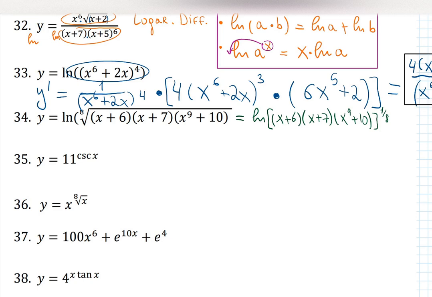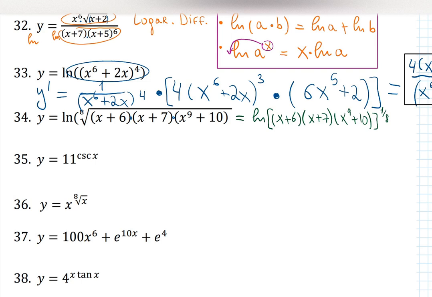Let's keep working with examples on finding derivatives of logarithmic and exponential functions. For number 34, I see we're working with a log, which has an 8th root inside and then a product. Rather than doing chain rule with product rule twice inside, I would use properties of log to simplify what we're working with. If I have log of products, I know that's going to be a sum of logs.